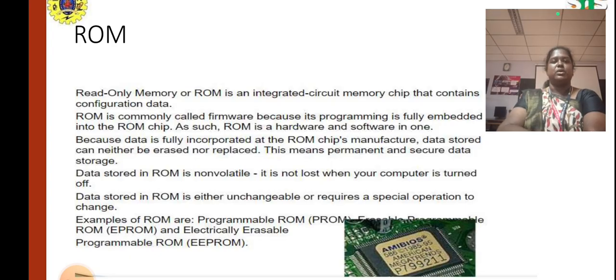Data stored in ROM is non-volatile. It is not lost when your computer is turned off. Data stored in ROM is either unchangeable or requires a special operation to change. Examples of ROMs are programmable ROM, erasable programmable ROM, and electrically erasable programmable ROM.